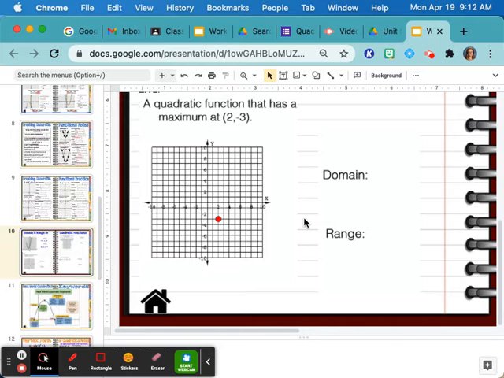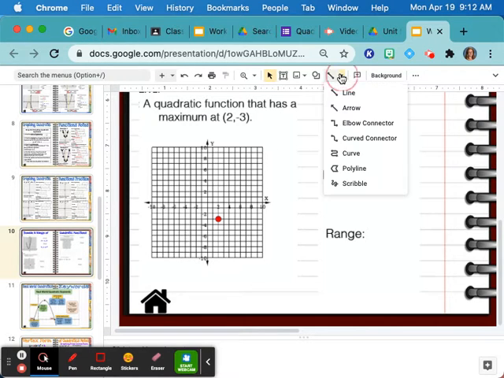The only information we have is a maximum at 2, negative 3. What does that mean? How is the quadratic function going to look?